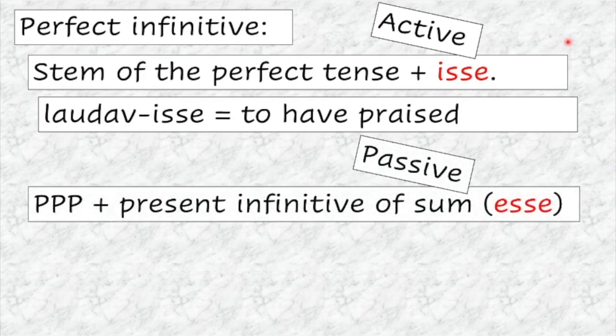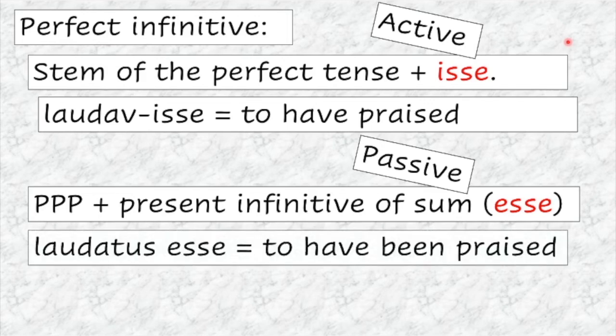For the passive, I need the perfect passive participle and the present infinitive of the verb sum, which is esse. So, for example, laudatus esse, translated as to have been praised, is the passive perfect infinitive of laudo.